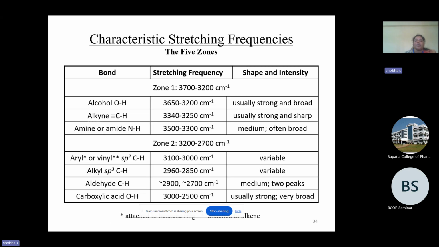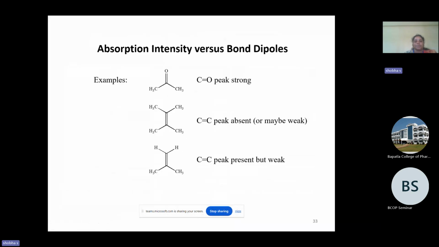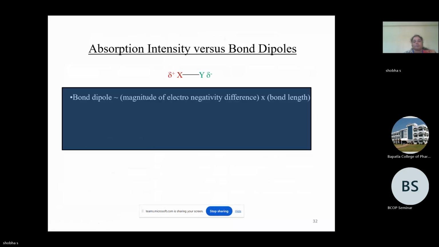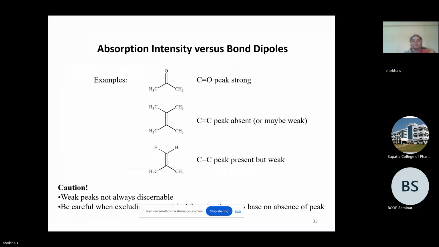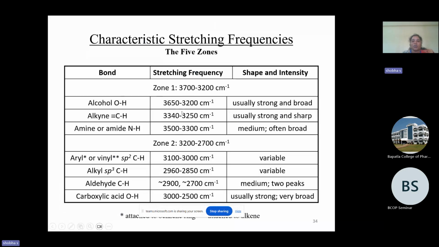In case of zone 1, it ranges from 3700 to 3200 cm inverse. In this region, whatever the spectrum we have seen, okay, I will tell you. See here, in case of zone 1, what are the groups we are going to see means alcoholic OH. That means methylic OH we are going to see in the region of 3,650 to 3,200, usually broad as well as sharp peak we will get in this region.